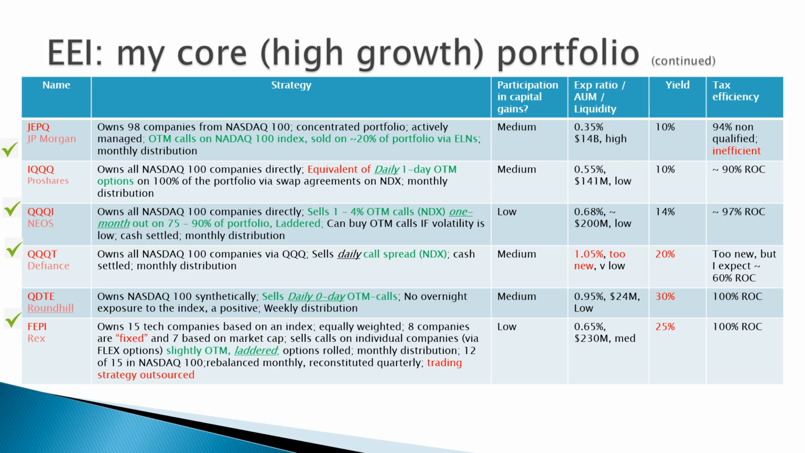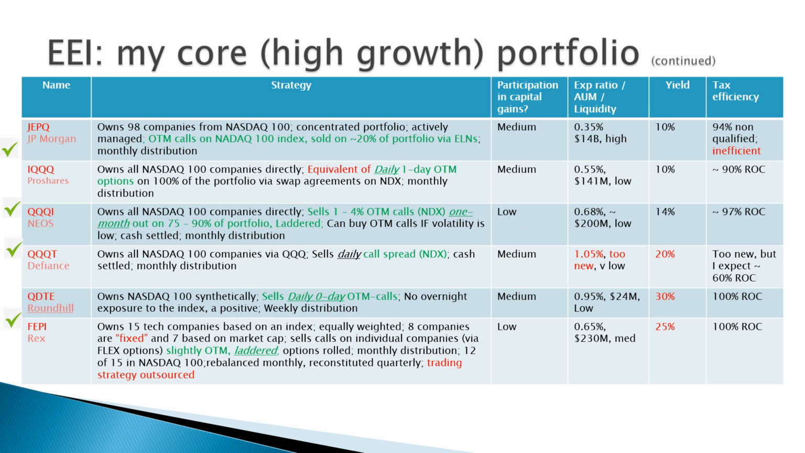QDTE is the NASDAQ version of XDTE, which was on the S&P 500 that I covered in the previous slide, also from Roundhill. Exact same strategy. The one good thing about their daily call strategy is that they have no overnight exposure, which is a positive, and they give weekly distributions. Participation in capital gains medium because of the emphasis on the daily call.